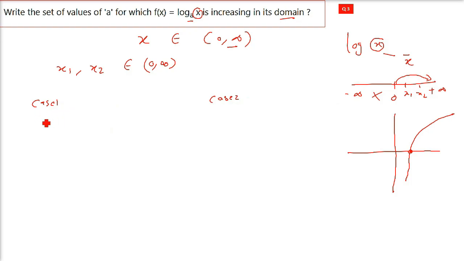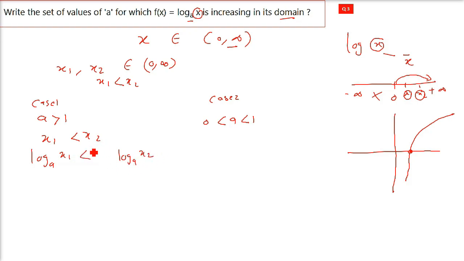Please remember x1 and x2 have been taken such that x1 is less than x2. Case 1, we will take a greater than 1. Case 2, we will take a between 0 and 1. We have to show just the first part. I am explaining the second part just to complete it, because the question may come where you have to show decreasing also sometimes. So now x1 is less than x2. We have taken two values in 0 to infinity where x1 is lower than x2. When you take the log of both sides, with a as base always in this case, log x1 is less than log x2.